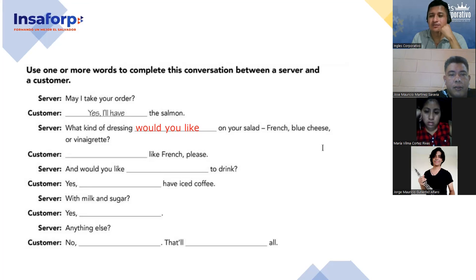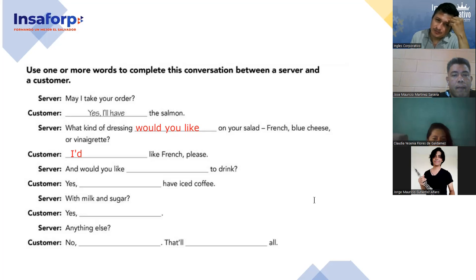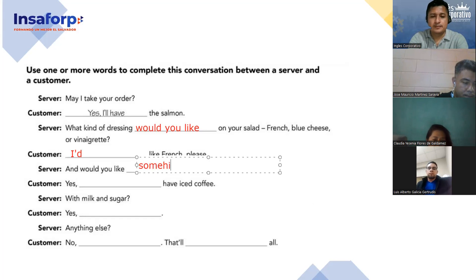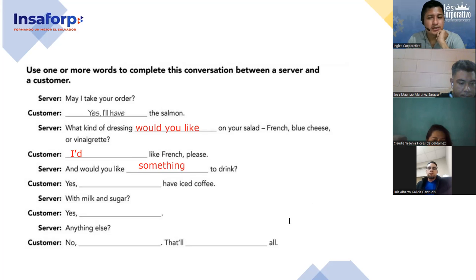Here we have ranch. That's the one that they ask. Okay, very good. And what is the other answer that the customer gives us here? I'd like French, please. Then we have, and would you like something to drink?